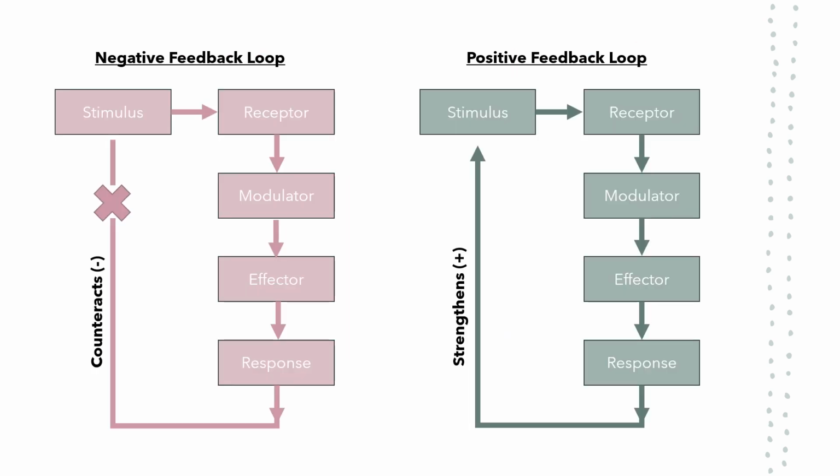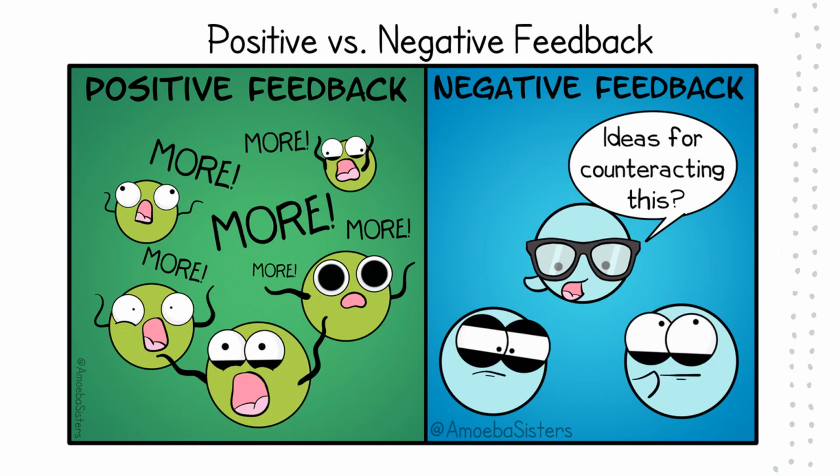And here we have just a simple summary of the negative feedback loop and the positive feedback loop using that stimulus response model. Important to note that in the negative feedback loop, we are counteracting the stimulus, but in the positive feedback loop, we are strengthening or reinforcing the stimulus. All right, and that is all for homeostasis.